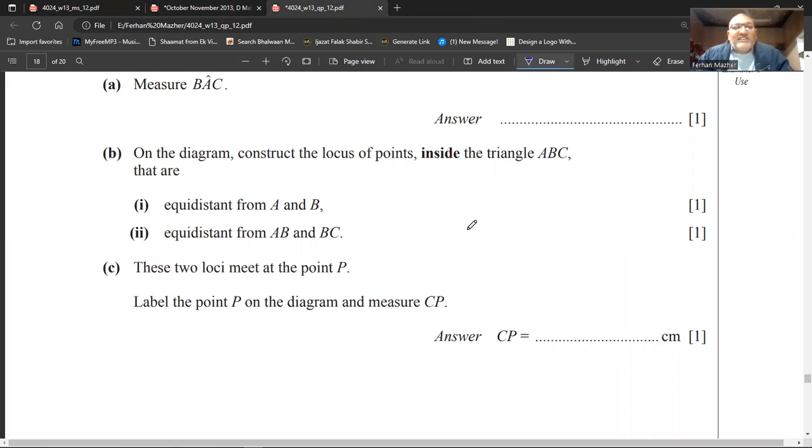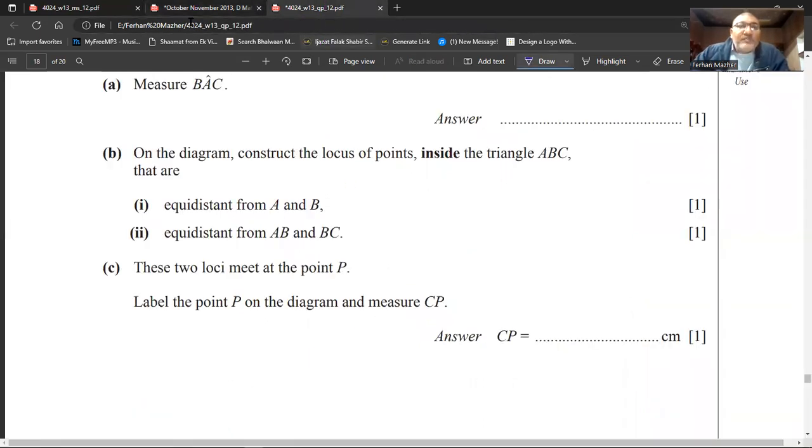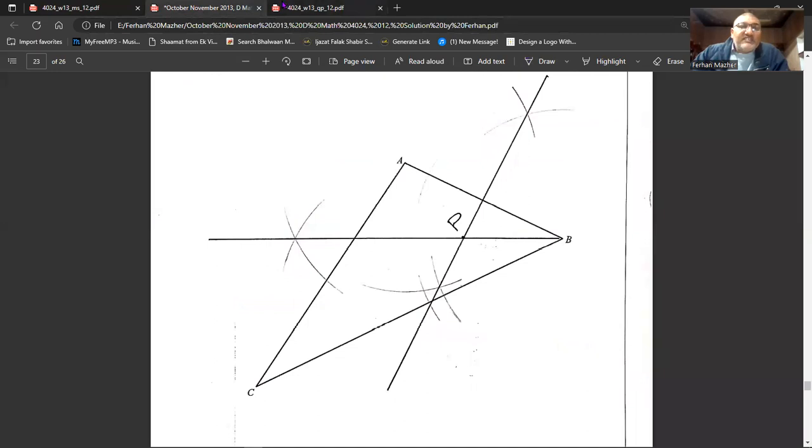Label the point P on the diagram and measure the CP. You have to remain inside that triangle, and the point where these 2 loci meet, that is the point P. The actual word is loci. Okay, join C and P. They are asking you to measure the distance CP.